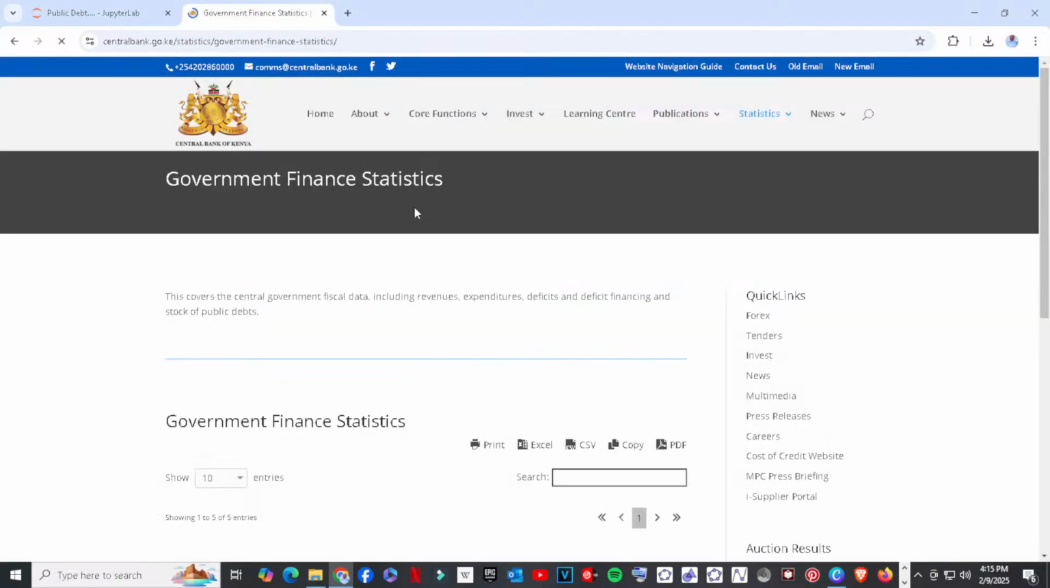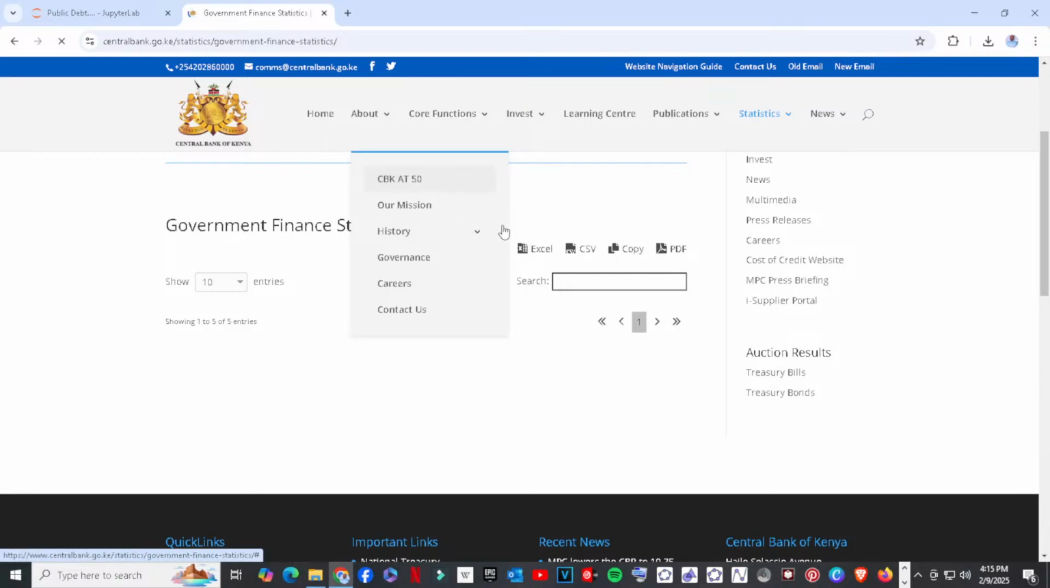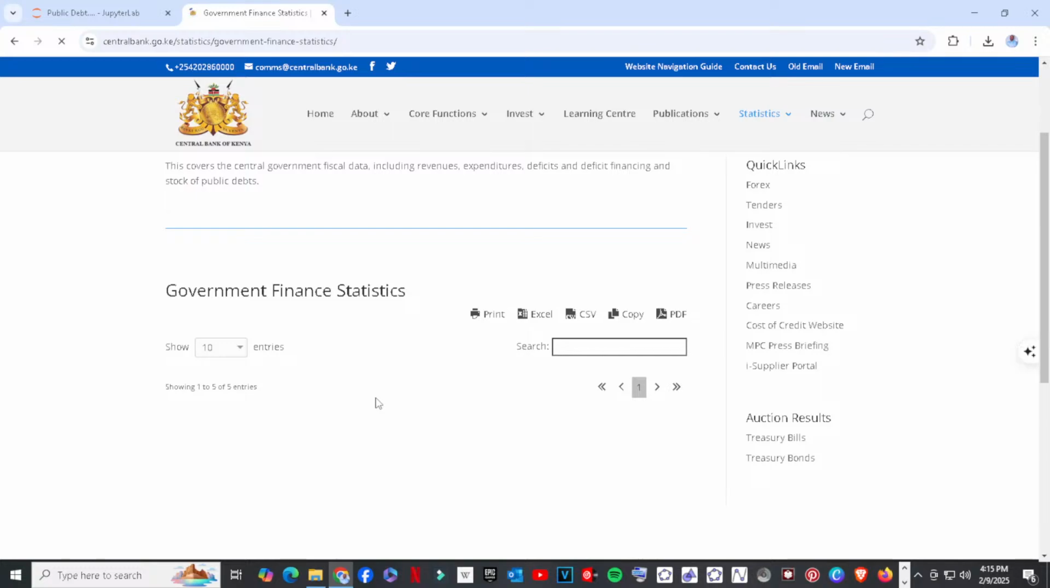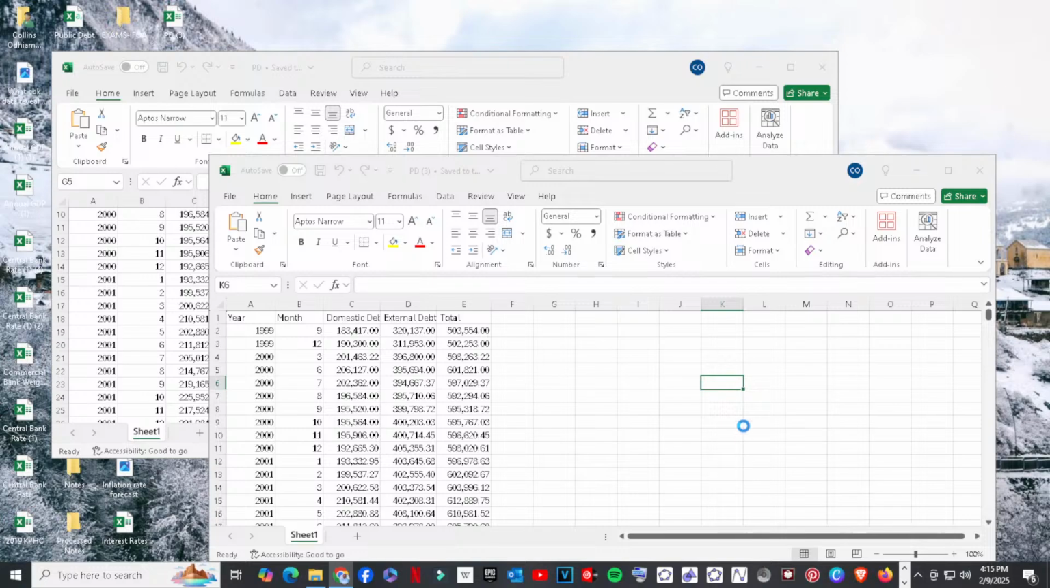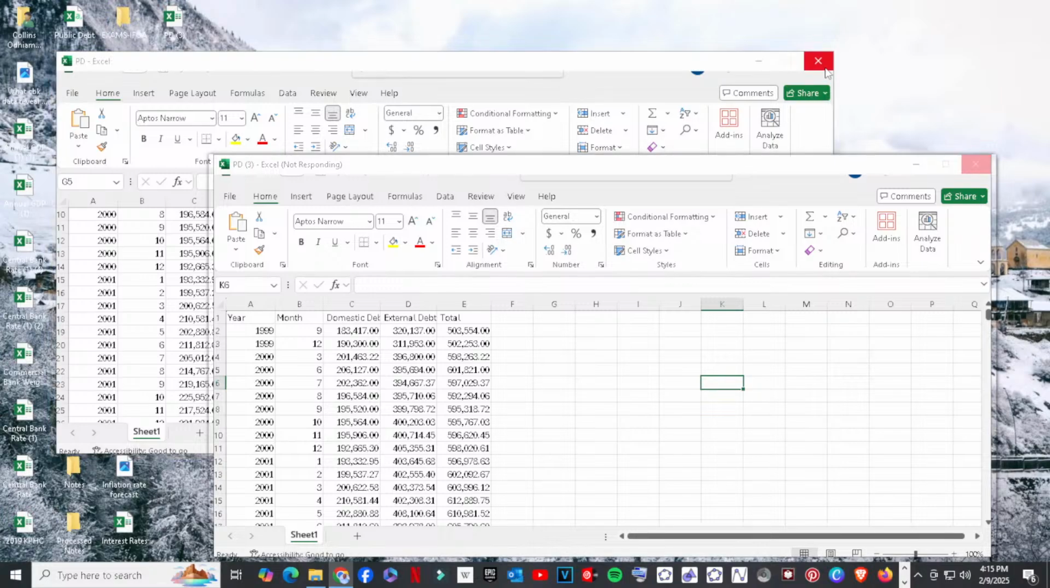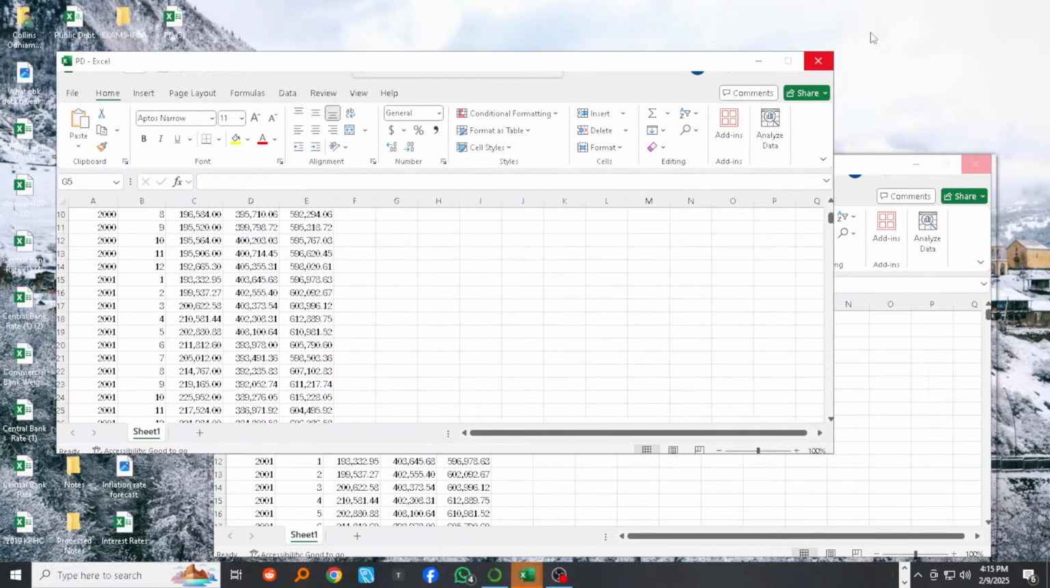Let's see. Oh, government. So here we have government finance statistics, which is still loading. Well, let me visit what I already have as public debt. So this is what we have.